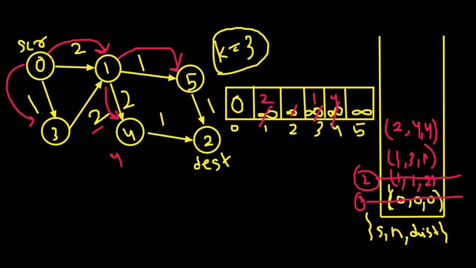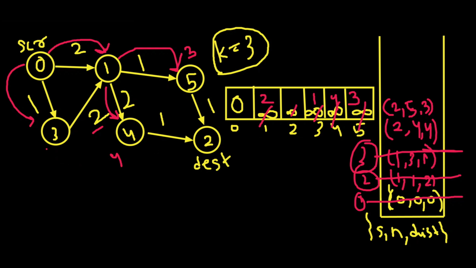So the total distance to reach from 0 to 5 will be equal to 3. So update the distance to 3, and the stops will be 2, 5, and it takes 3 as the distance. Now we see that there are no more travelings from node 1. So let's pop the next one out, the third node.